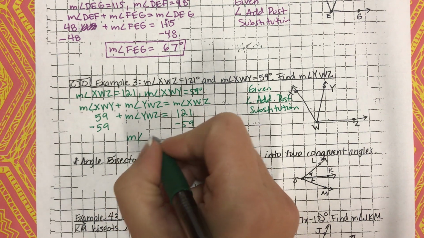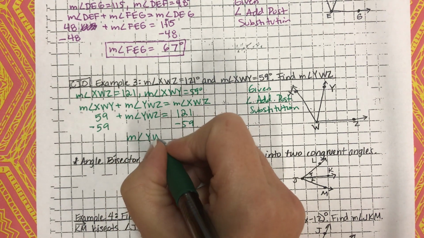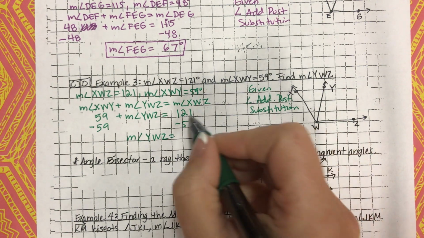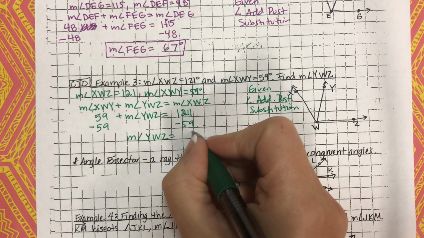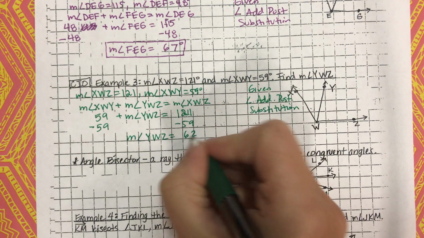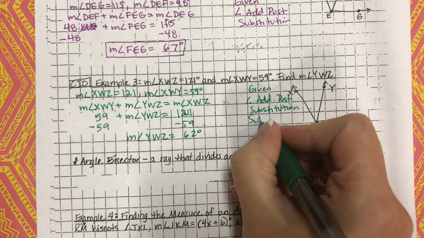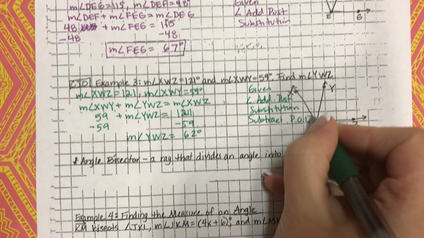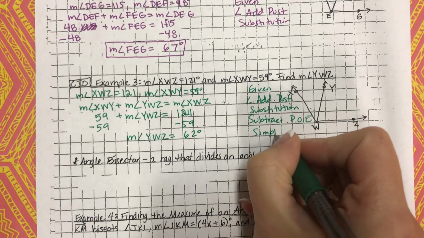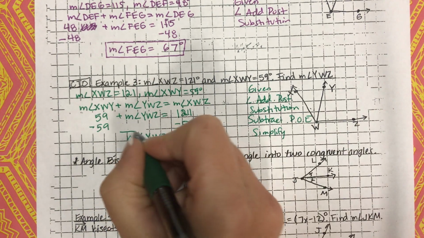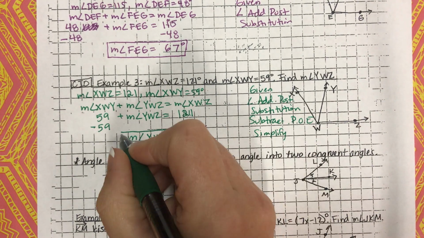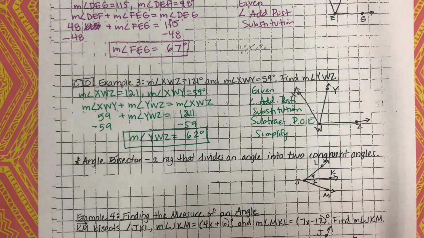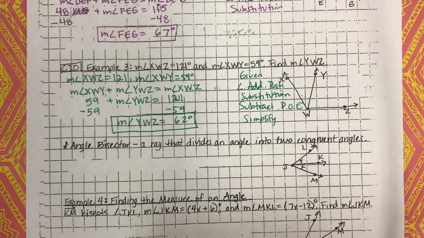And we end up with the measure of angle YWZ is equal to, what was this? So that's 11, that's 2. That was a 1, so 62 degrees. This was the subtraction property of equality, and then we simplified it. So there we go. There's our answer. All right, wonderful job, and we'll see you in a little bit back with example 4.